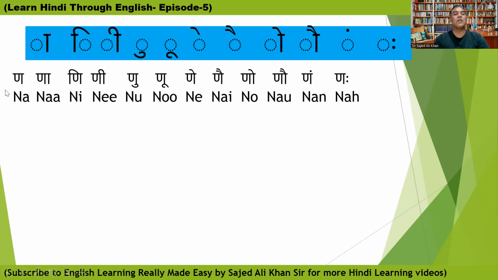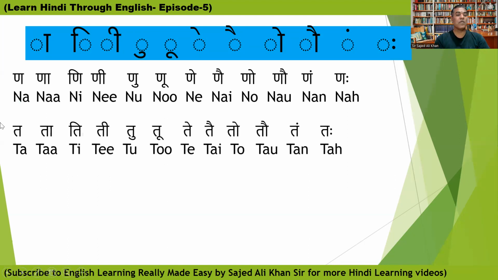Next letter is n. Like in English, we have n, it is the same. N, na, ni, ni, nu, nu, ne, nai, no, nau, nam, nah. Then T: ta, ti, ti, tu, tu, te, tai, to, tau, tam, tah.